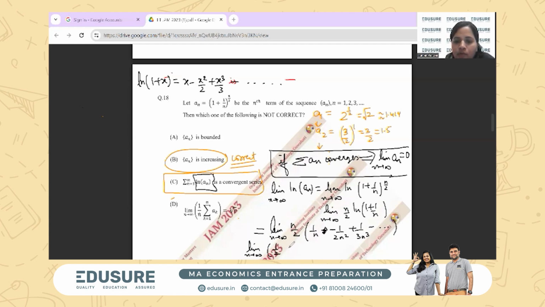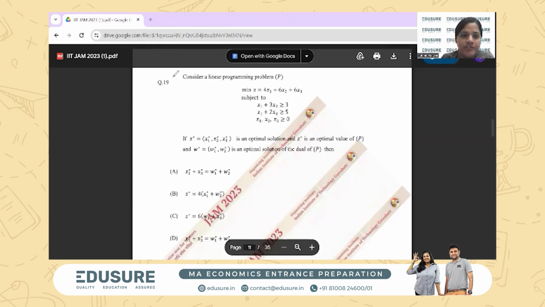So this will be 1/2. Then this will be minus 1/(4n), since n/2 into 1/(2n^2) is 1/(4n). Similarly, multiplying gives 1/(6n^2) and so on. Now the limit as n tends to infinity of this expression will be half, because the other terms go to 0 as n tends to infinity. So we can see that the general term of this series does not converge to 0. Therefore it is not a convergent series. So this is our answer. This is an incorrect statement. Which of the following is not correct? Answer C. IIT JAM 2023, question number 19.